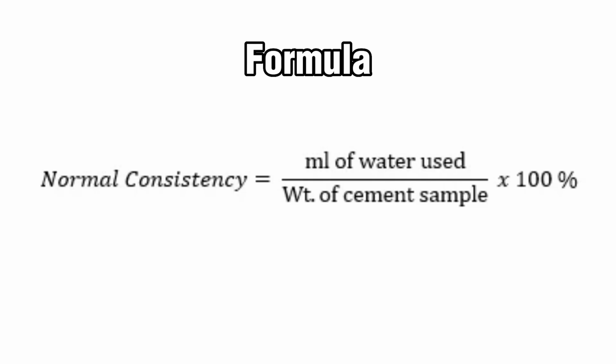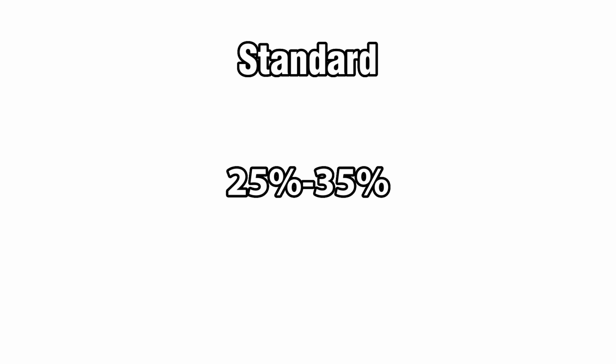To calculate the normal consistency, we will be using the formula: normal consistency is equal to the milliliters of water used over the weight of cement sample times 100%. To be suitable for construction, the standard consistency of cement should be between 25% and 35%. Now that we know the things that we need in the procedure, let's get right into it.